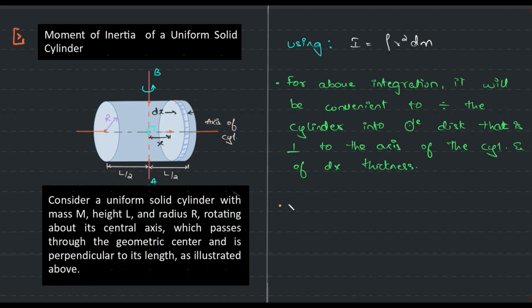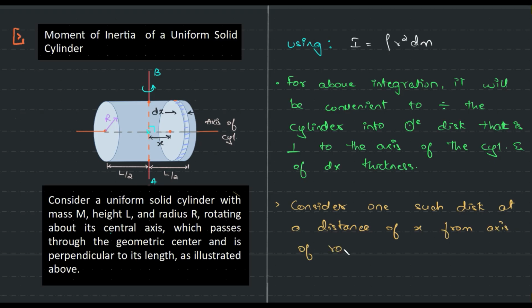Now, as a next step, let's consider one such disc at a distance of x from the axis of rotation. So this is the axis of rotation. It's at a distance of x.